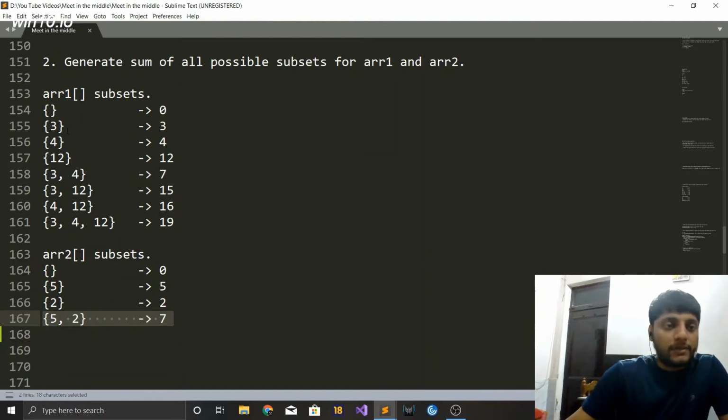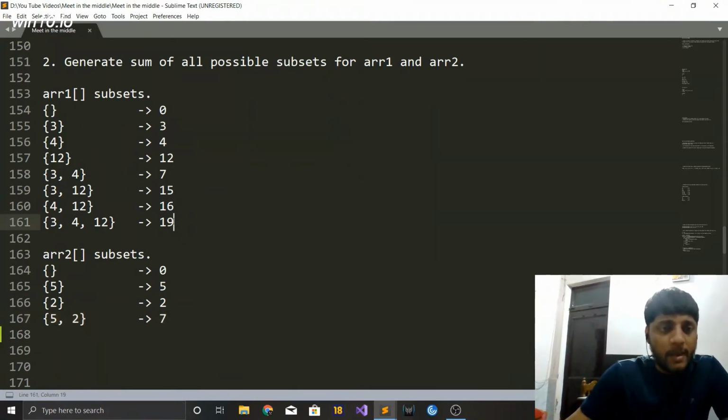For this particular case, that subset in array 1 is 3 and the corresponding subset in array 2 is 5, 2. If you do the union of these two, you get the subset 3, 5, 2, which is a subset of the original array. The sum of the elements in this subset is 3 plus 5 plus 2, that is 10, which was the answer as well. So your problem is now reduced to finding that one subset in array 1 and that one subset in array 2 which, when united, give you the maximum sum less than or equal to s. How do we do that?